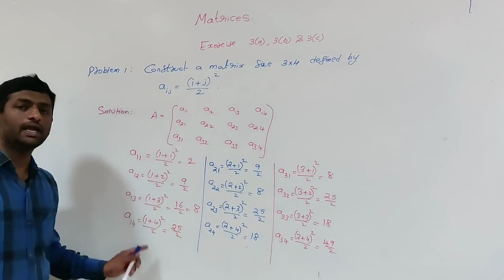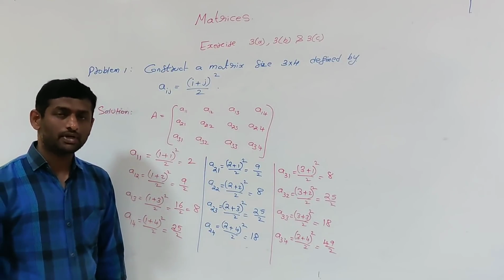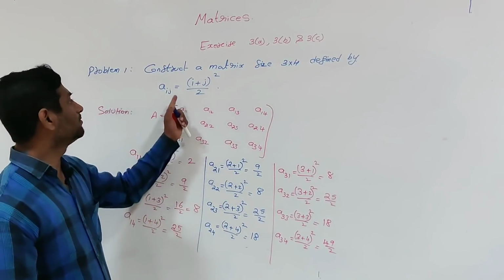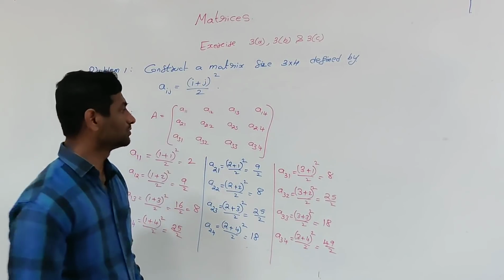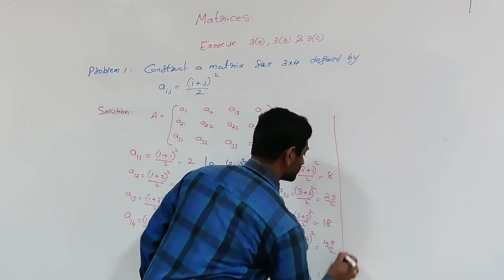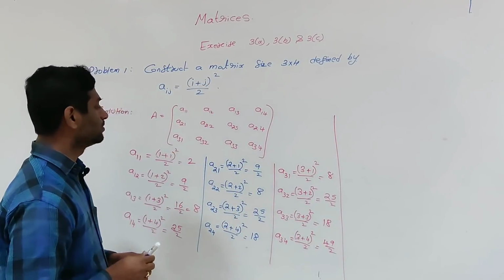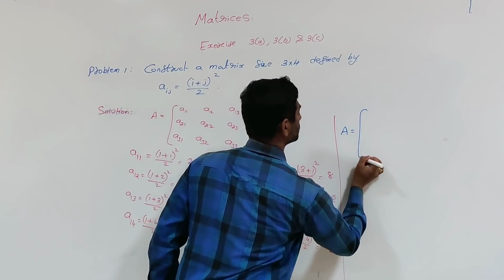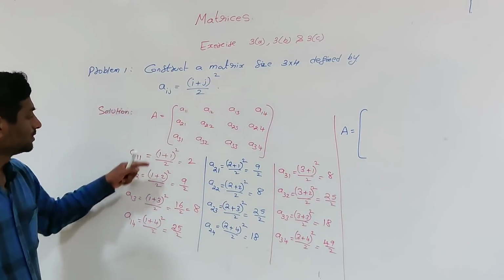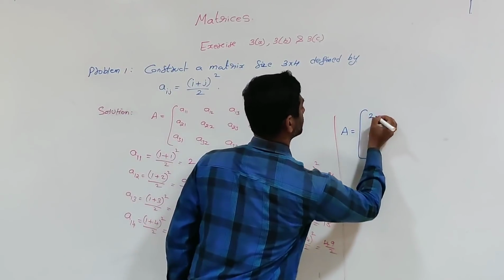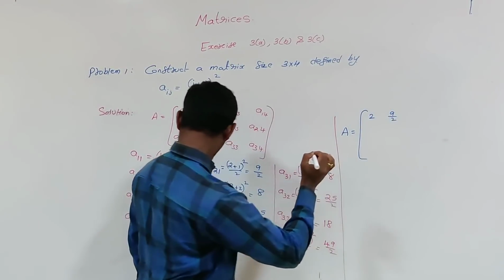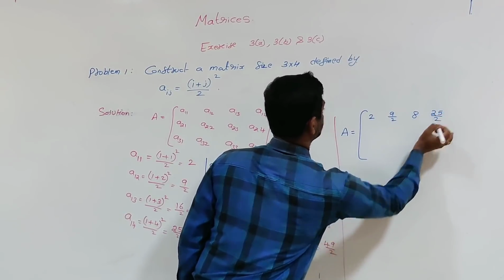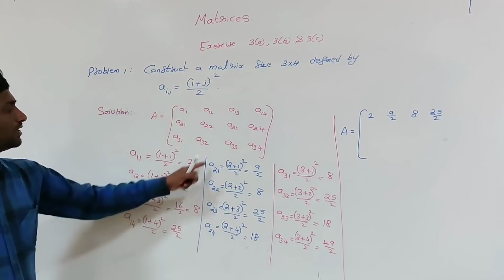So these are the elements present in the matrix of size 3 by 4 defined by (i plus j) whole square by 2. So what will the matrix be? We'll enter the elements. A is equal to, the first row elements are 2, 9 by 2, 8, 25 by 2.